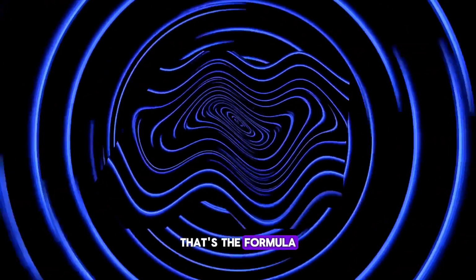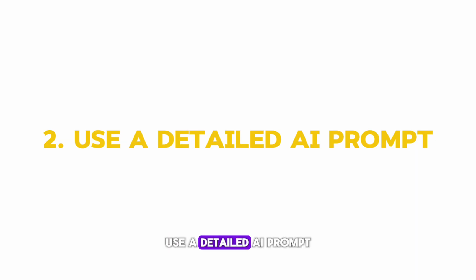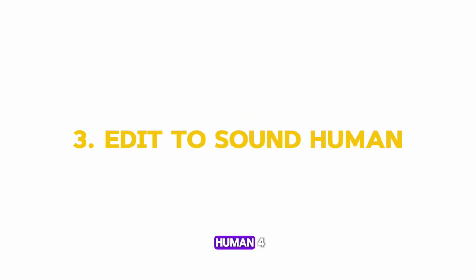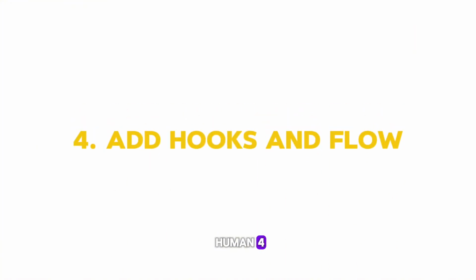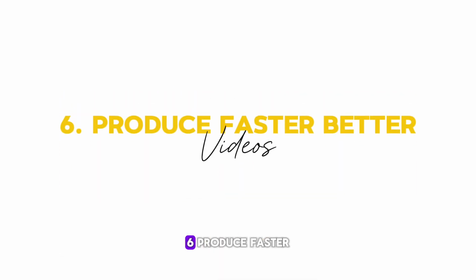That's the formula. Let's recap quickly. 1. Choose a clear topic. 2. Use a detailed AI prompt. 3. Edit to sound human. 4. Add hooks and flow. 5. Convert to voice with ElevenLabs. 6. Produce faster, better videos.